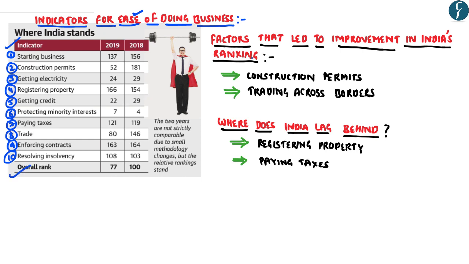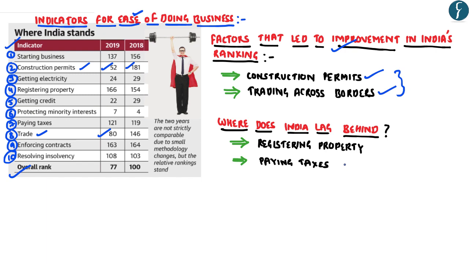Now, this particular article highlights that the two main reasons for improvement in India's ranking are the improvement in the rankings for construction permits as well as trading across the borders. We can see this clearly here, wherein India's ranking on construction permits is presently 52 as compared to 181 in the previous year. Similarly, with respect to trade across the borders, India's ranking has now improved to 80th position. Now, because of the drastic jump in India's ranking on these two indicators, India's overall ranking on Ease of Doing Business Index has jumped by almost 23 places.